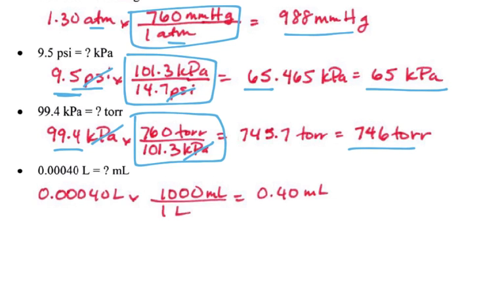And the last, back from milliliters to liters. Okay, again, using my metric system, I know that a liter is 1,000 milliliters, and I just have to move my decimal point 3 places, so I get 0.40 liters. 2 significant figures.